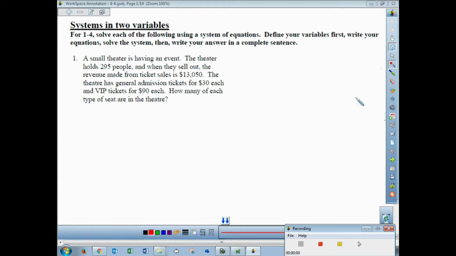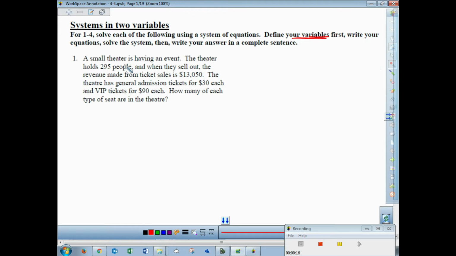All right, 4.4 in Advanced Algebra 2, some applications of using some systems. So first few examples here, we've got some systems in just two variables. They say solve each of the following using a system of equations. We got to define our variables first, write our equations, solve the system, and then write the answer in a complete sentence. So let's just kind of see what's going on here.